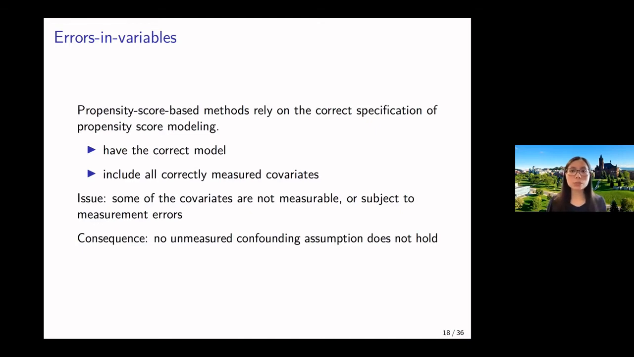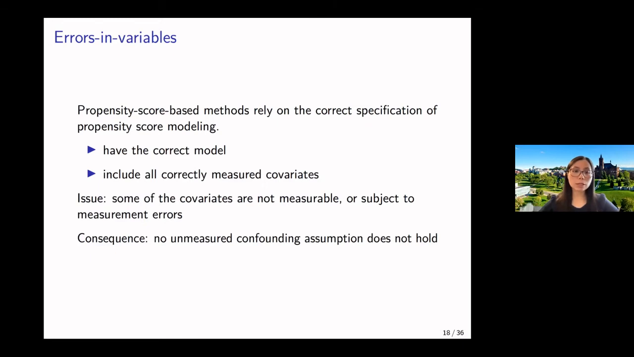So now I want to switch focus to another aspect of the complexity in observational studies. So we focus on the measurement error issue in causal inference. So we talked about the propensity score method, and this method relies on the correct specification of the propensity score modeling. So we need to have the correct form of the propensity score, and we need to include all the correctly measured covariates.